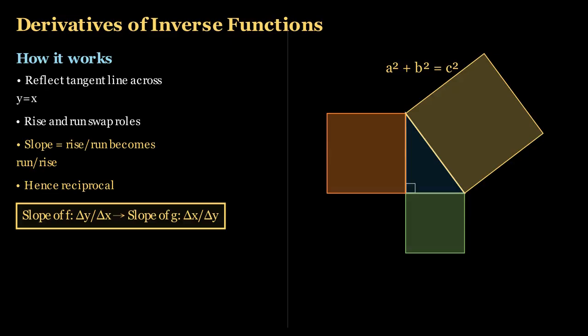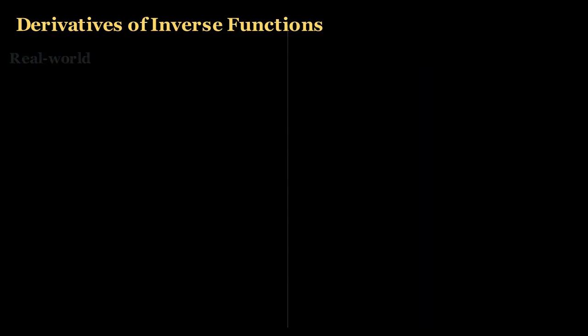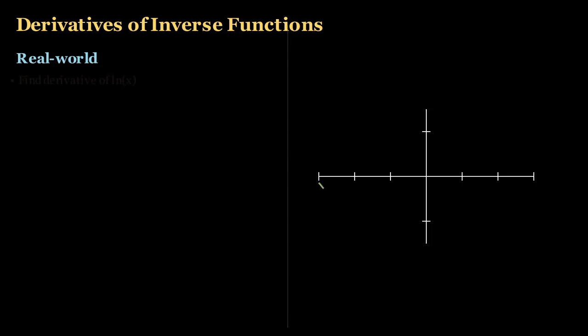Let's use this rule to find the derivative of the natural log. We know ln x is the inverse of e to the x. So set f of x equal to e to the x, and its inverse g of y equals ln y. The derivative of e to the x is itself e to the x. Now pick a concrete point. Let y equal 2. Then x is ln 2, because e to the ln 2 is 2. At this x, f' of x is e to the ln 2, which is just 2.